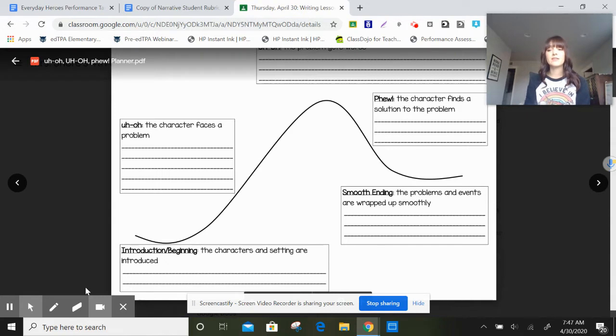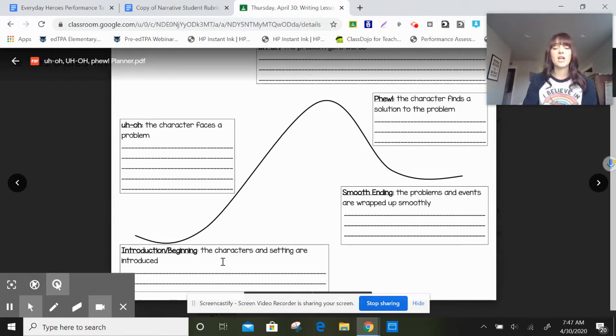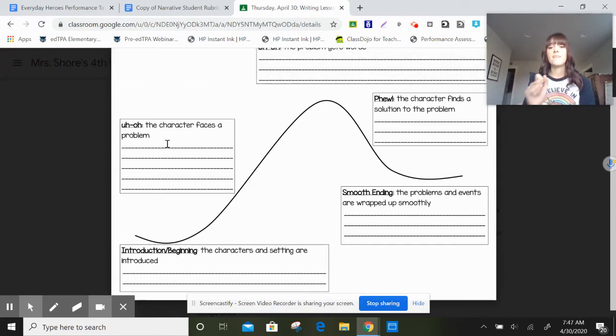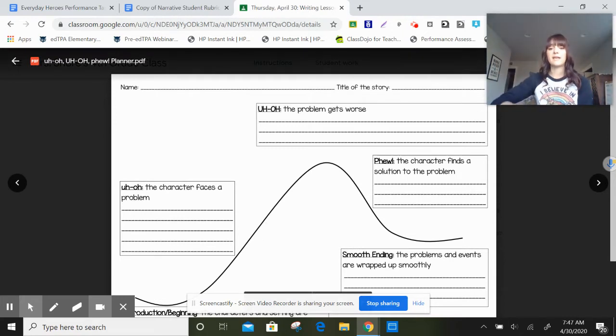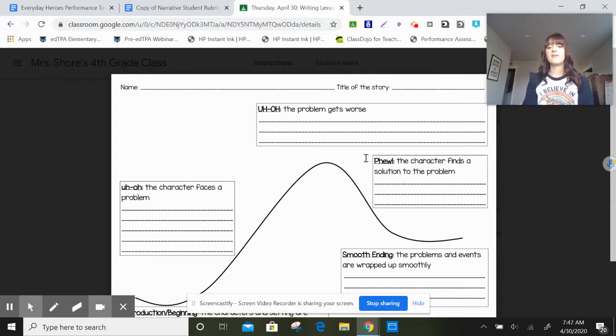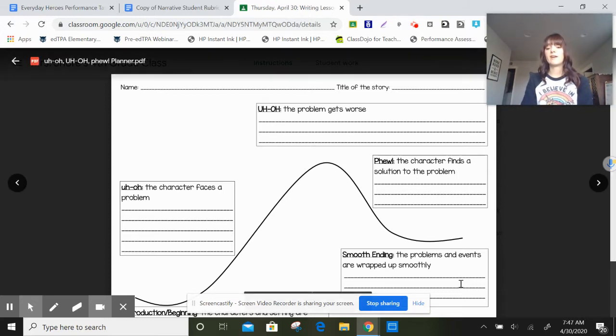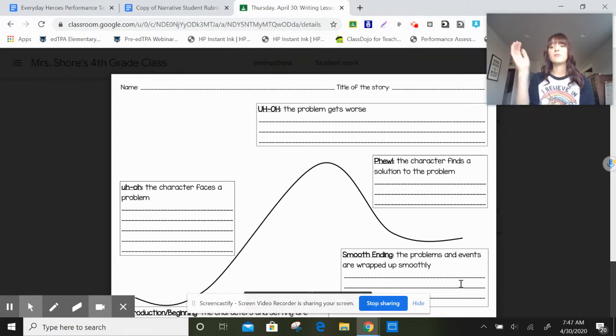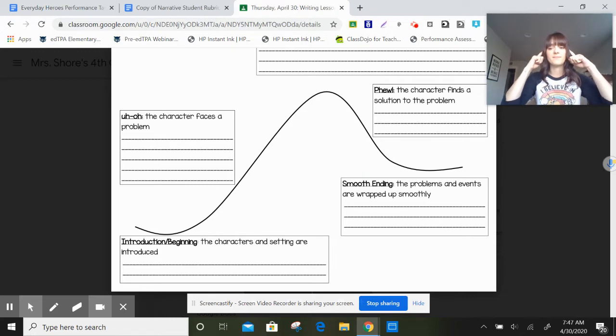So as I'm reading it, you might see me go, oh my goodness, in my head, this is the end of the introduction. I'm going to make a new paragraph now for my character that faces a problem. And then you're going to see me make a whole new tab down for when the problem gets worse. And then you're going to see me tab down again if the character finds a solution. And then finally at the smooth ending, okay? So I'm going to read through it, and you're going to just see me make different tabs and break apart my one big paragraph into smaller paragraphs based on these sections here that I'm going to be reading in my head. Does that make sense?